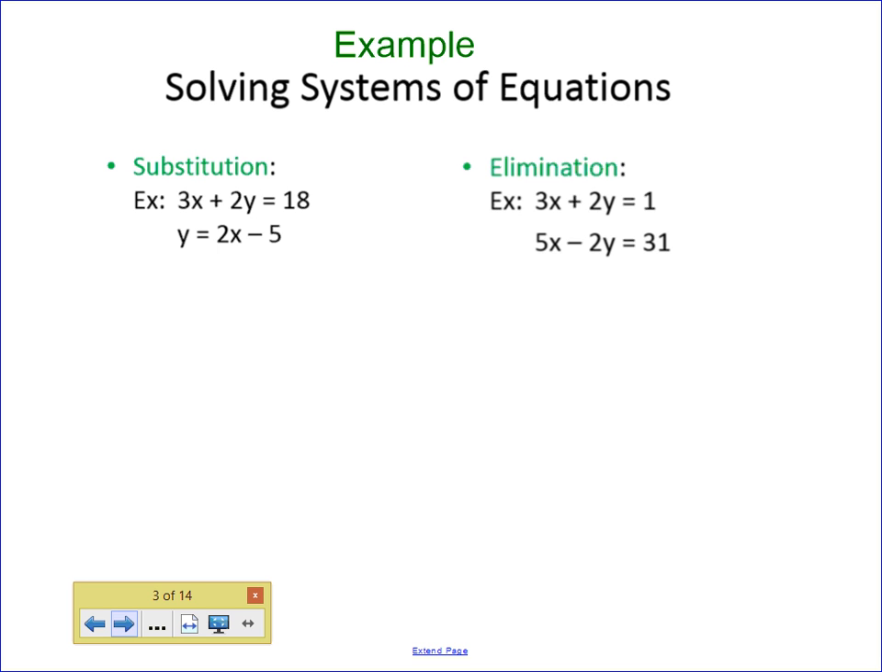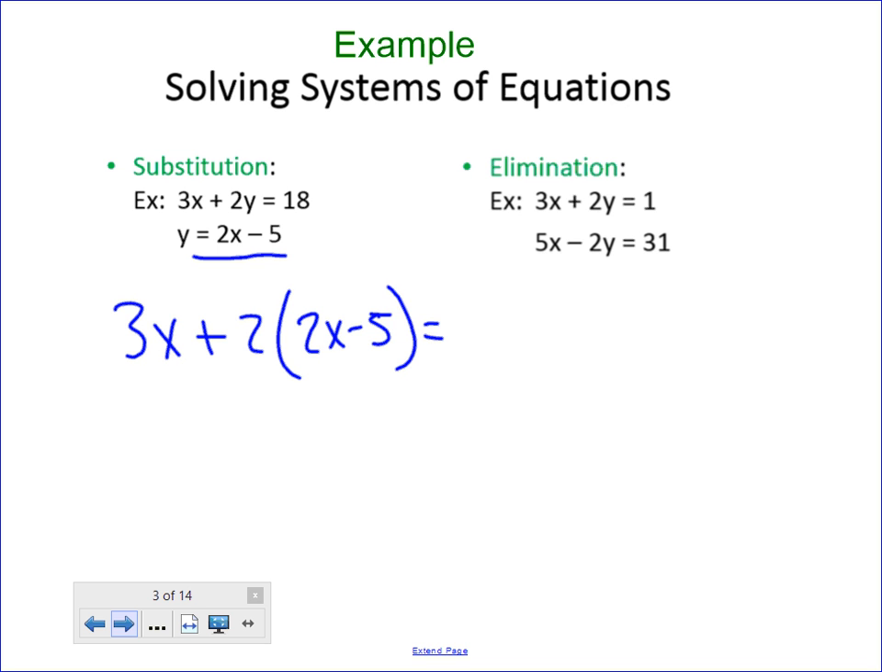All right, let's talk about the different methods of solving a system of equations. One of the things that we can do is use substitution. In this first one, I have two equations and two variables, and I went ahead and solved the second equation for y, because I'm going to use substitution here. If we know that this equals y, I can plug that into my equation so that we get 3x plus 2 times (2x minus 5), and this is all equal to 18.